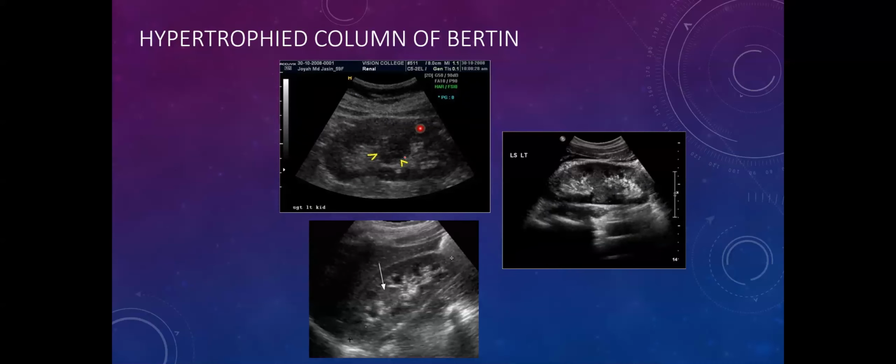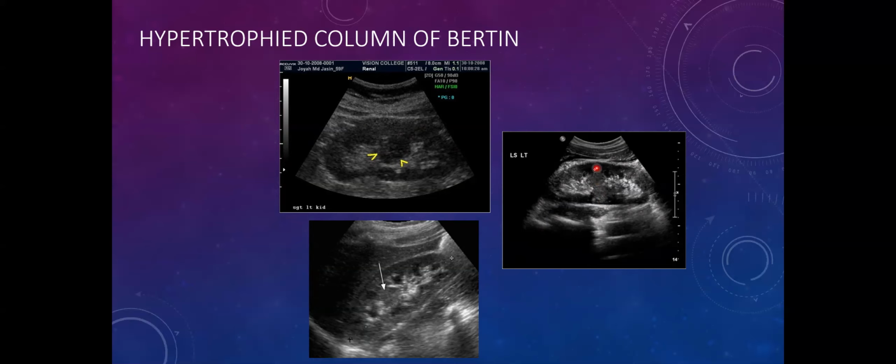Hypertrophied column of Bertin. Guys, this would catch my eye because not only is it a hypertrophied column, but it's rather round. I don't like seeing round, solid things in the kidney because that's usually more of a neoplasm or growth. But it is in fact a column of Bertin. It's perfectly isoechoic with the rest of the kidney. By the way, the cortical medullary junction is not well seen at all on this patient, and that's a common occurrence.